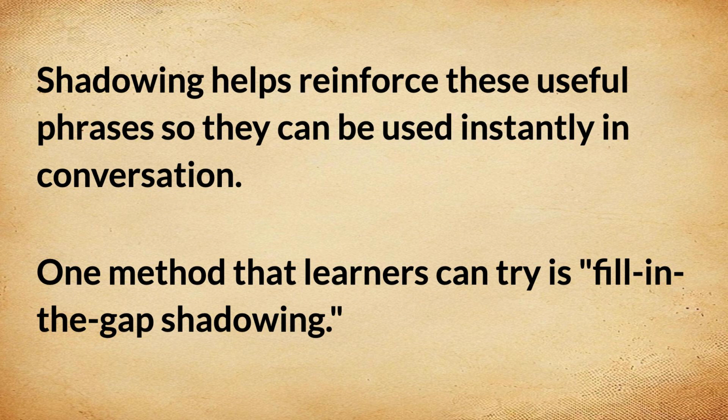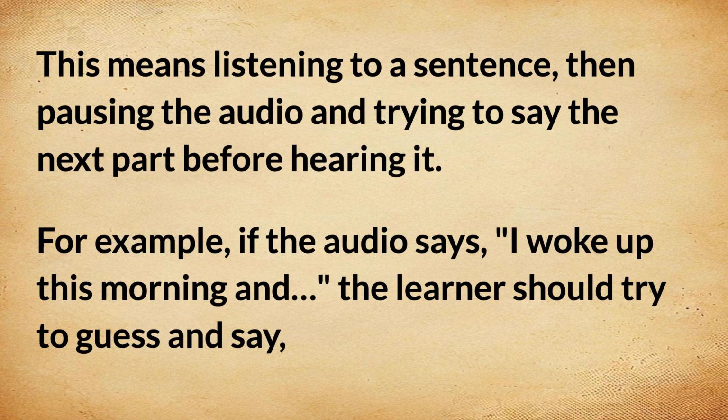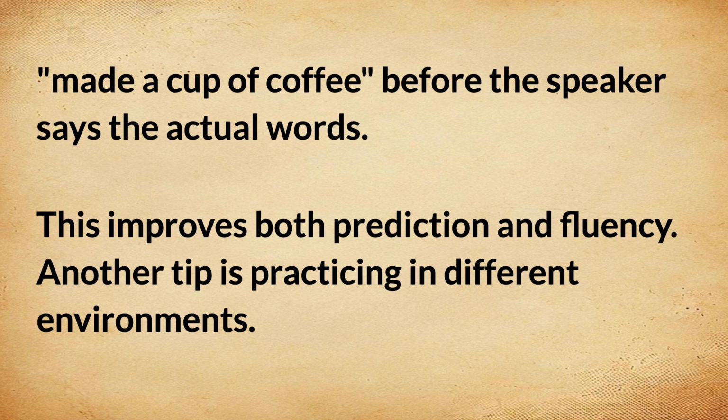One method that learners can try is fill-in-the-gap shadowing. This means listening to a sentence, then pausing the audio and trying to say the next part before hearing it. For example, if the audio says, "I woke up this morning and," the learner should try to guess and say, "made a cup of coffee," before the speaker says the actual words. This improves both prediction and fluency.